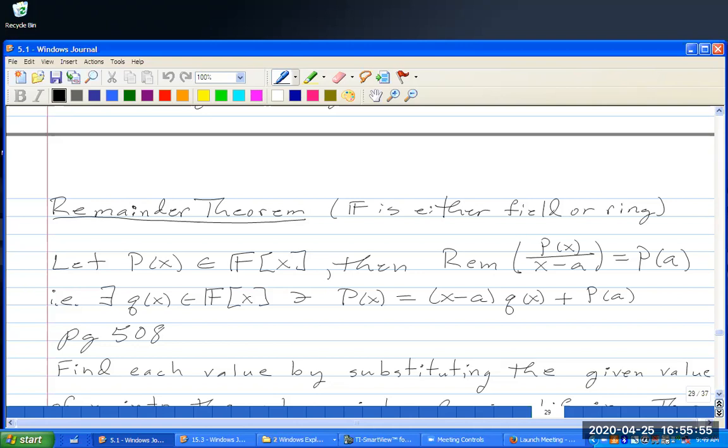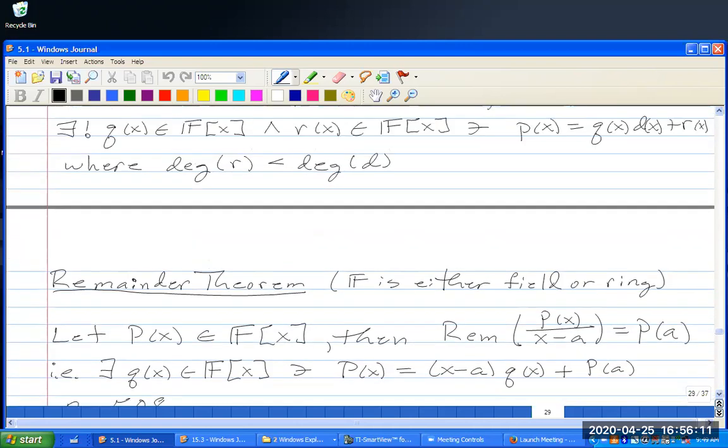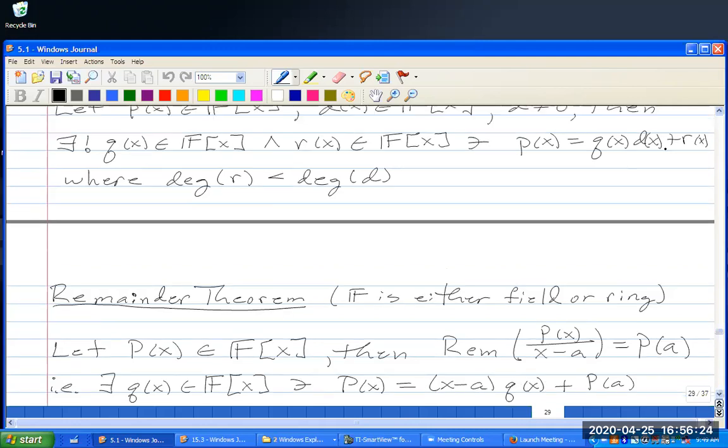Let P of x be a polynomial in x. Then the remainder of P of x divided by x minus a is just P of a. So, in other words, this means that there exists some quotient, Q of x, a polynomial, such that P of x is equal to x minus a times Q of x plus P of a. And we can just see this from the division algorithm.